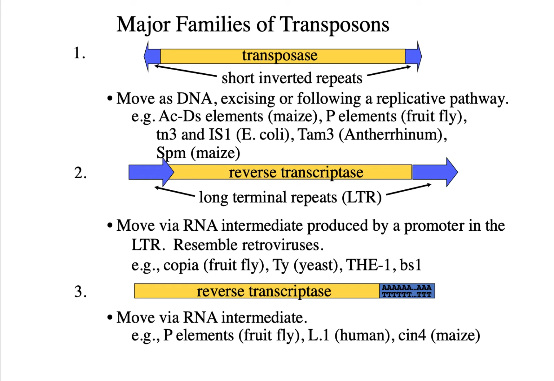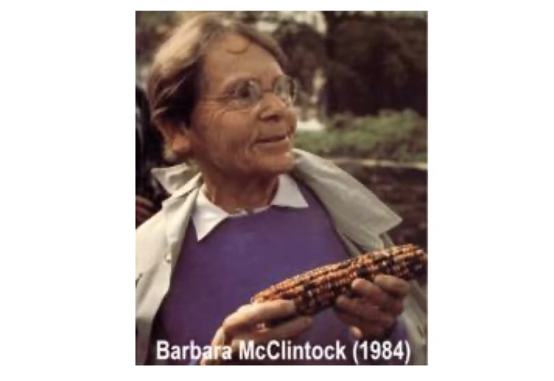The third group also encode a reverse transcriptase as well as other genes most of the time. And their origin appears to be from a processed mRNA, and they have a poly-A tail already in the retrotransposon itself. They also move as RNA intermediates, and a few of these are P elements in fruit fly, L1 in humans, and Syn4 in maize.